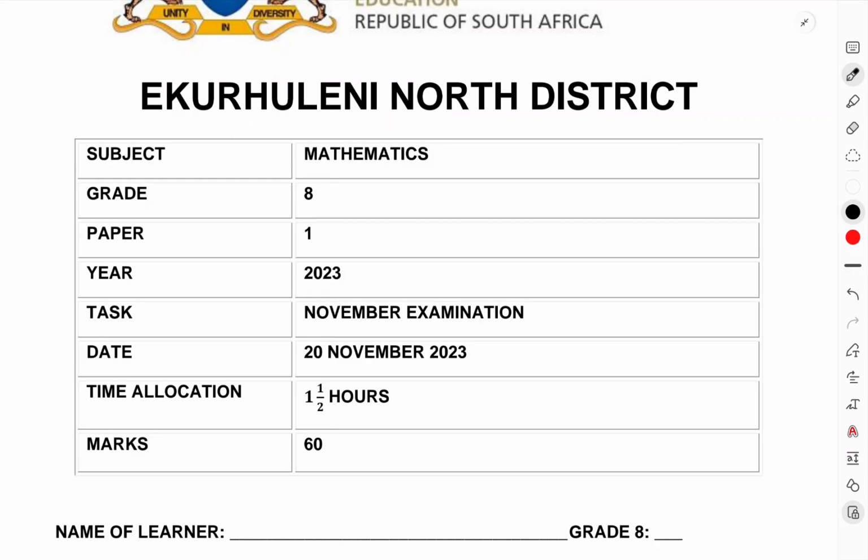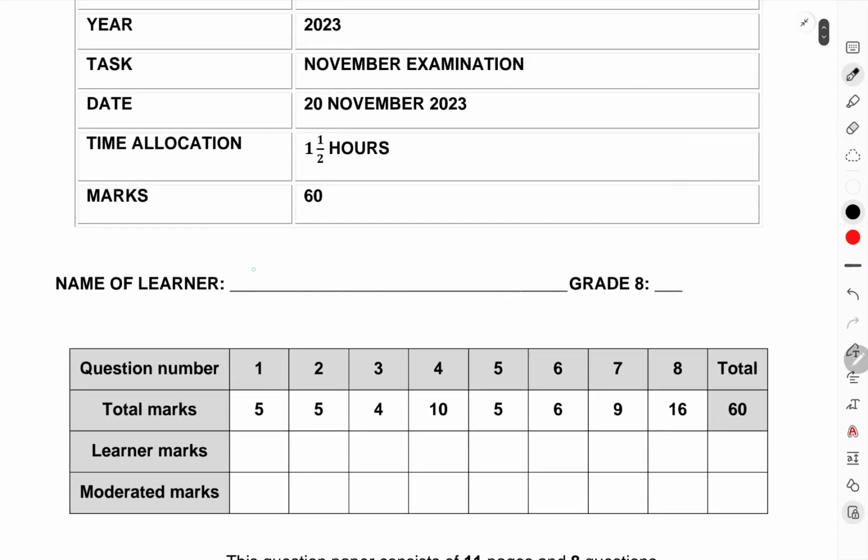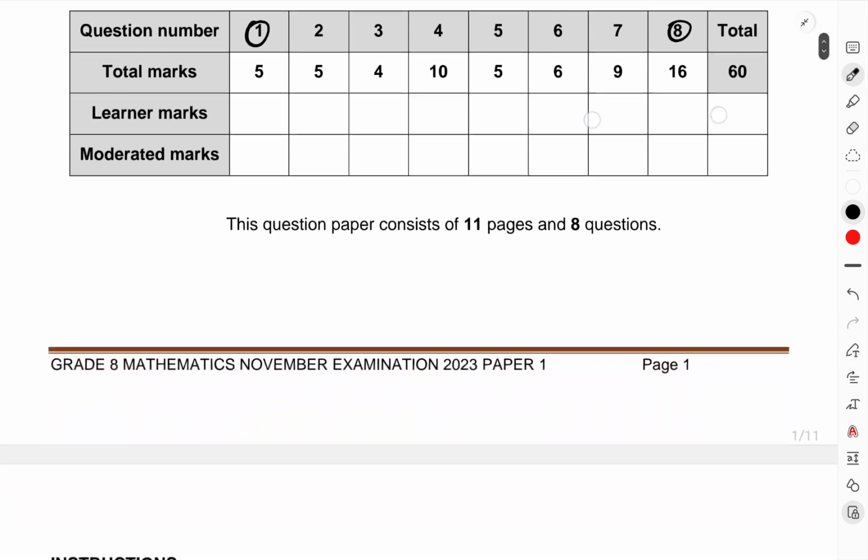On the cover page, since it is a write-on question paper, it means we are required to write our respective names. So I'm going to write my name, Mr. Nkuna. Then after, I will be writing the grade that I belong to, grade 8H. Now on the cover page, we have question number and the total marks for each and every question. For example, question 1 is allocated 5 marks, and question 8 is allocated 16 marks. In total, the paper consists of 60 marks.